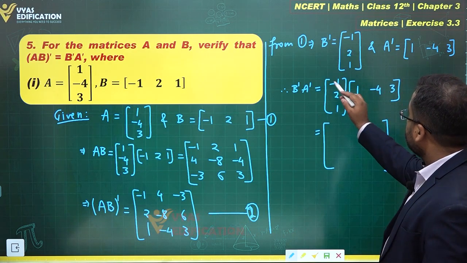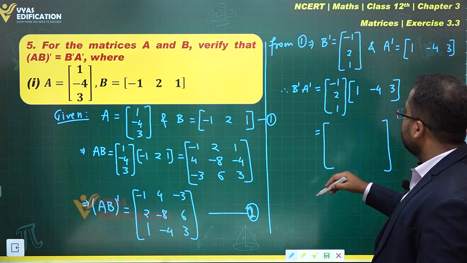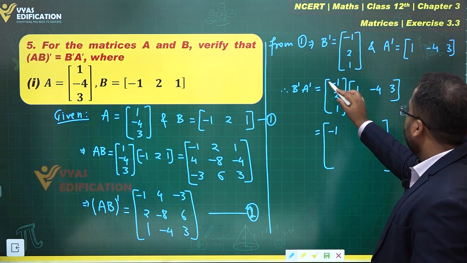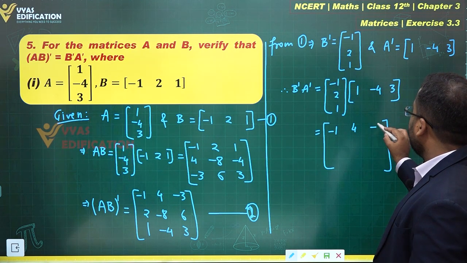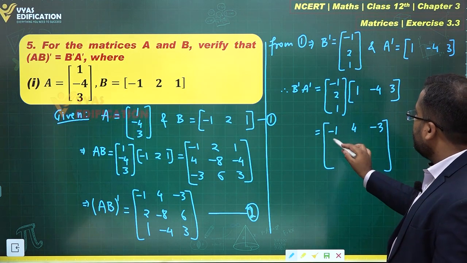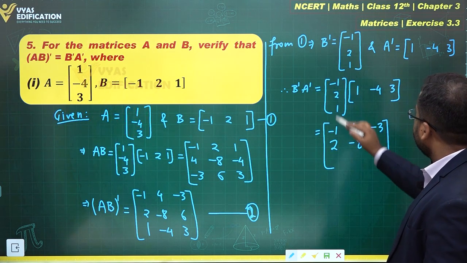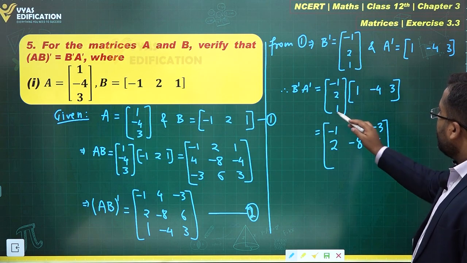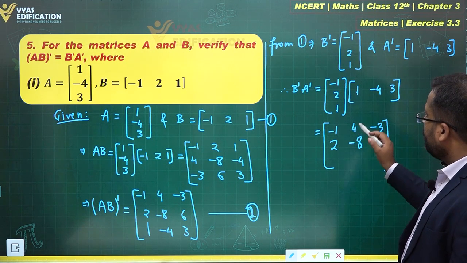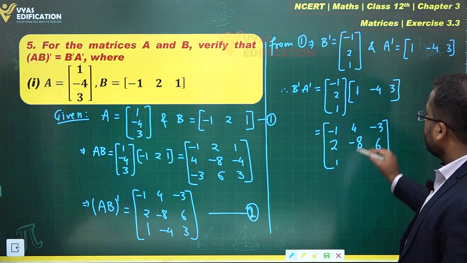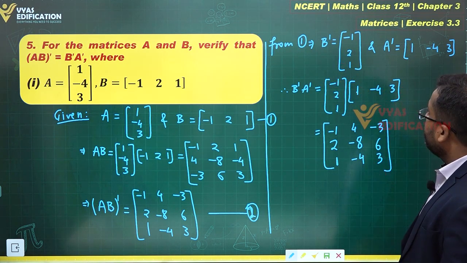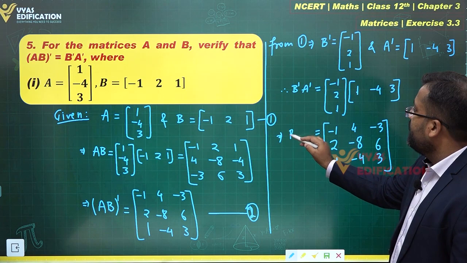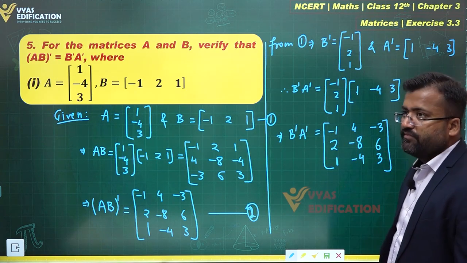Let's see, the products would also look similar. This is minus 1 times 1, which is minus 1. First row, second column, that becomes 4. First row, third column, that becomes minus 3. Second row, first column, 2. Second row, second column, minus 8. Second row, third column, which is 6. Third row, first column, which is 1. Third row, second column, minus 4. Third row, third column, which is 3. This is what I obtained. This is B transpose times A transpose.